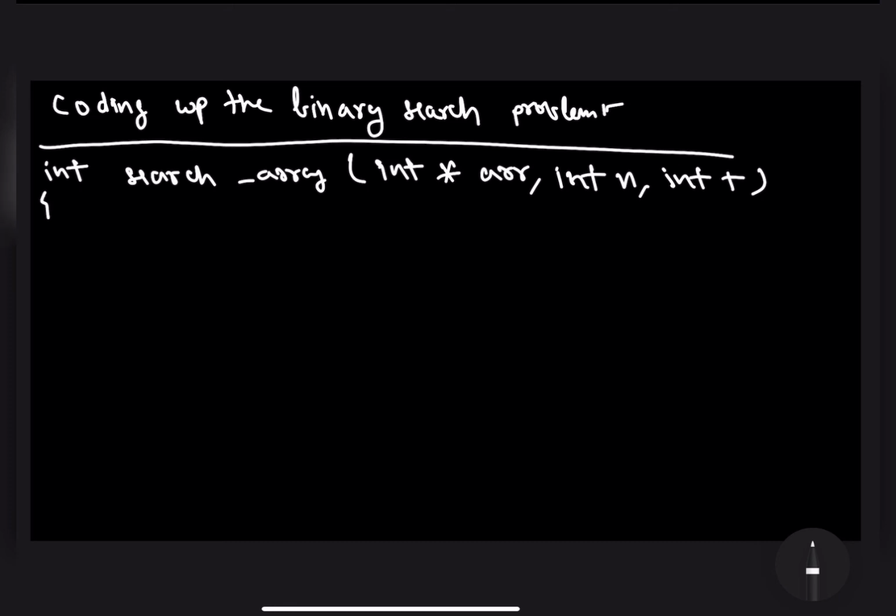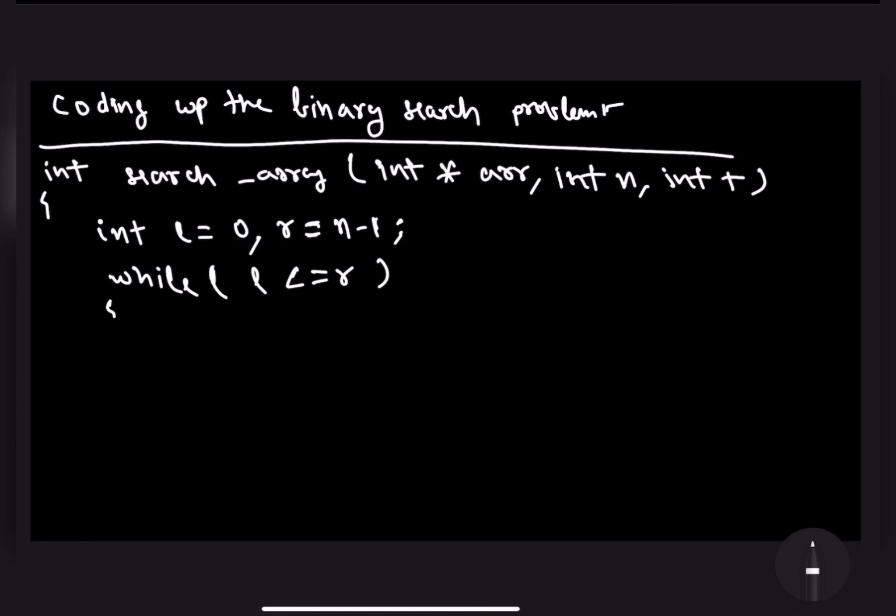Now I will initialize the search space. The search space will be int L equals 0 and R equals n minus 1. Now I need to run the iterations while L is less than or equal to R, just like we did till now. I need to run the loop while L is less than or equal to R, and at each step I'm going to compute the value of the mid element, that is (L + R) / 2.